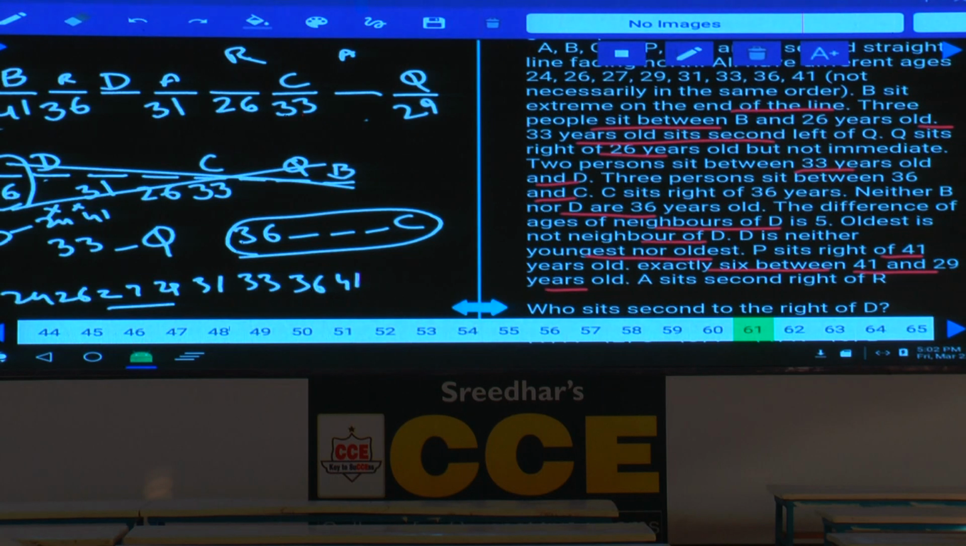P sits to the right of 41. P is to the right of 41. If P is here or here or here or here, in all these 4 places are to the right of 41 only. Did he give the word immediate there? You took it, and luckily it matched the answers. But as the word immediate is not given, you are not supposed to take it.